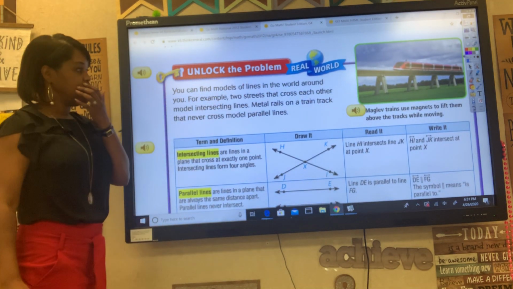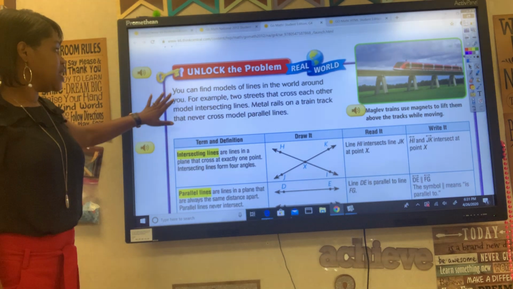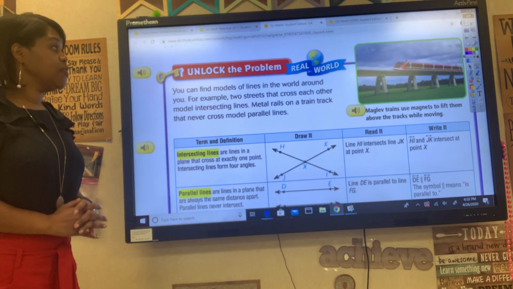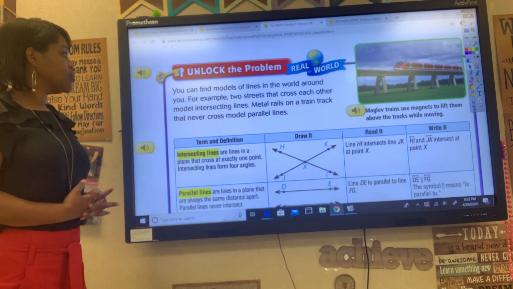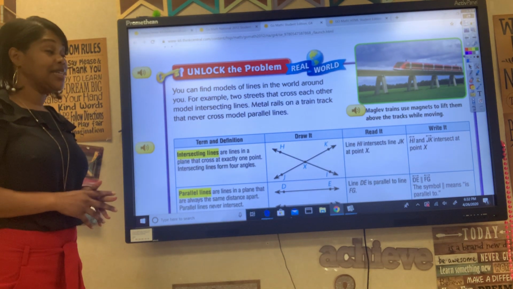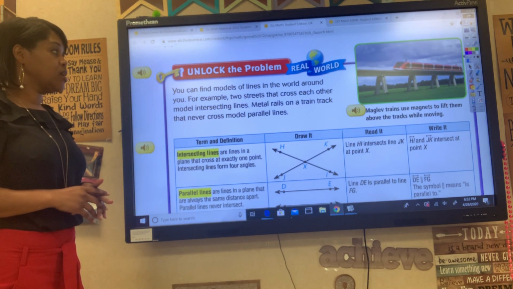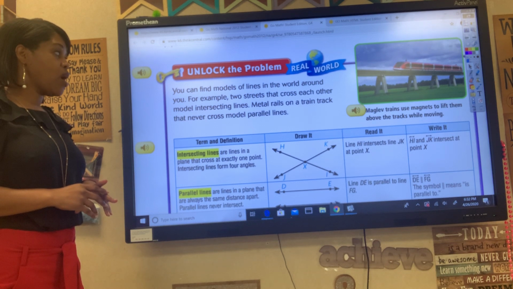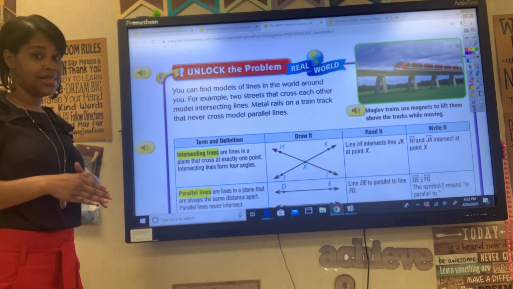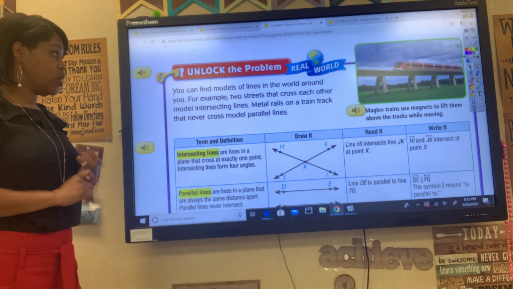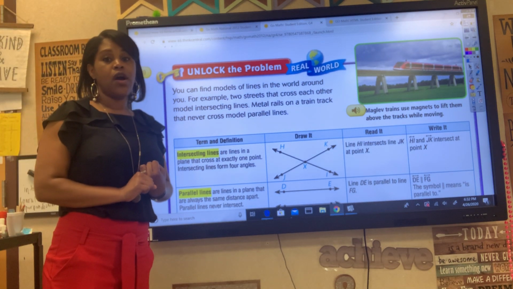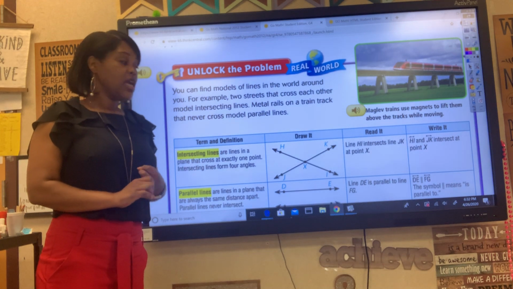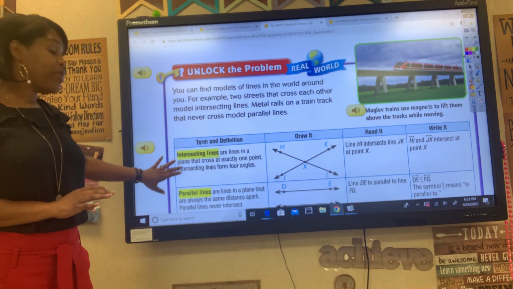I'm going to read this, and I want you to follow along. It says, you can find models of lines in the world around you. For example, two streets that cross each other model intersecting lines. Metal rails on a train track that never cross model parallel lines. So we're going to learn those words today. Intersecting lines, we'll learn what those are. Parallel lines, as well as perpendicular lines.